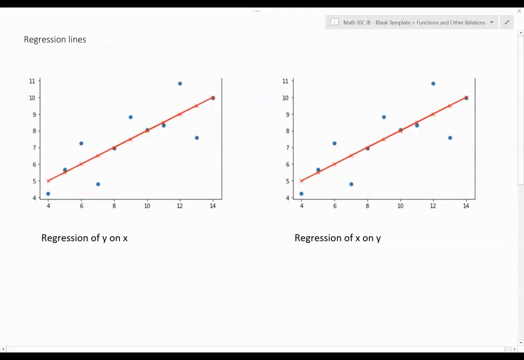So in this video, I'm going to introduce you to the idea of regression lines. We are going to use technology in order to find equations of regression for sets of data. What I have here is actually the same graph repeated twice.